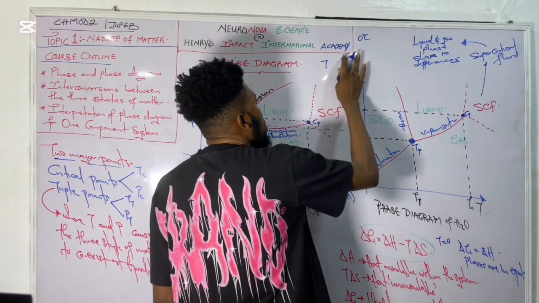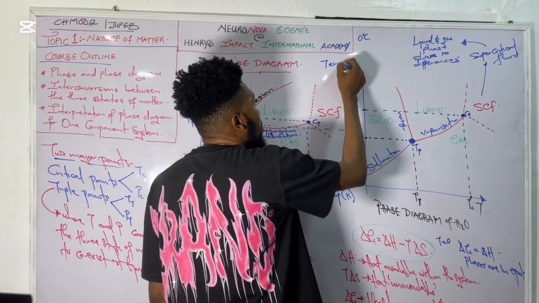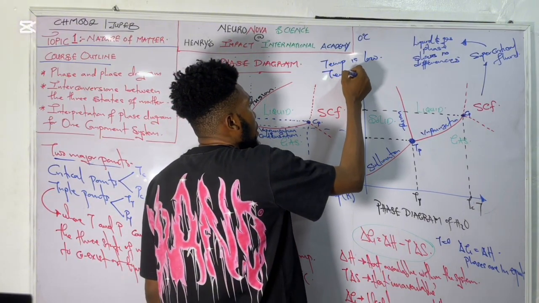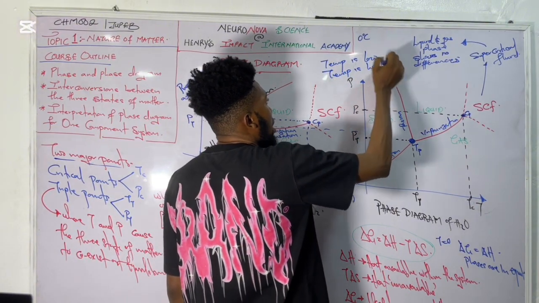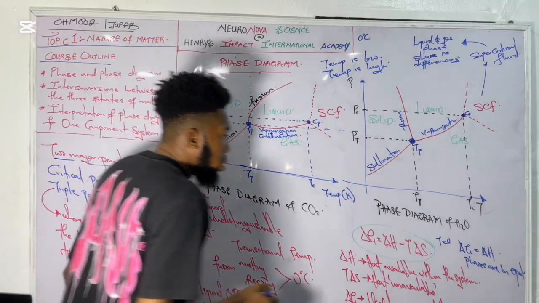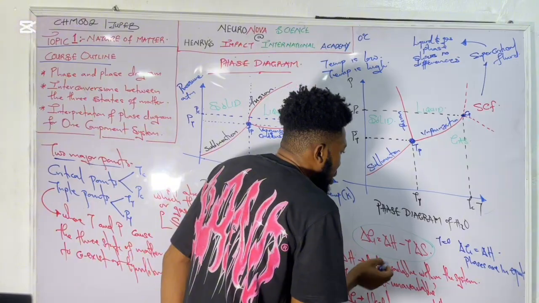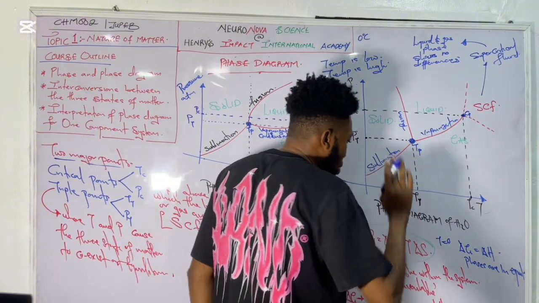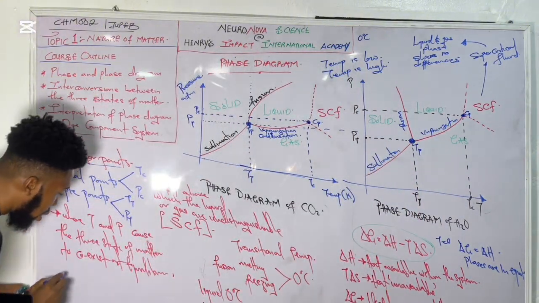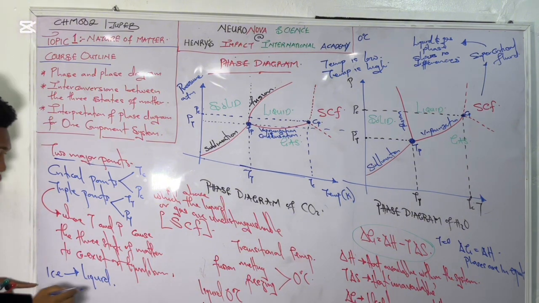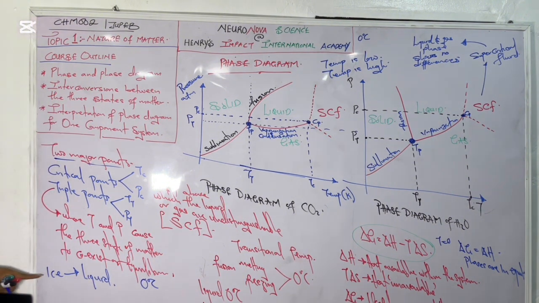Or let's just use the word, our temperature is low. Temperature is low. We'll look at also when temperature is high. Are you getting me now? So if your temperature is low, and let's say we are trying to study changing from ice to liquid. Changing of ice to liquid, we said it happens at 0 degrees Celsius. Follow me now. Changing ice to liquid, that is solid to liquid.